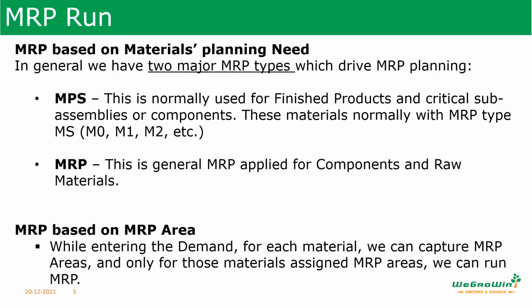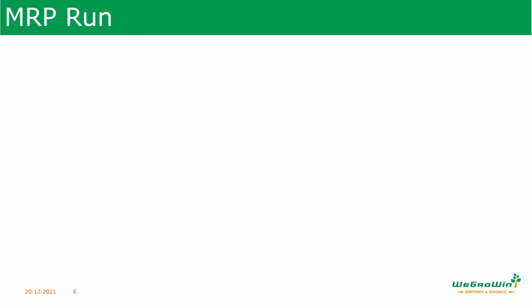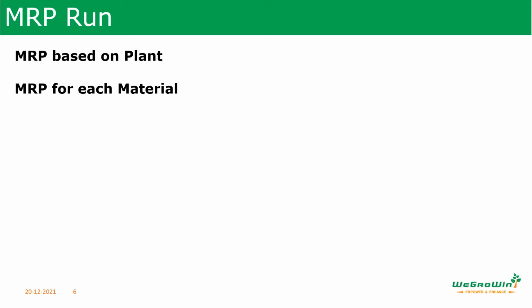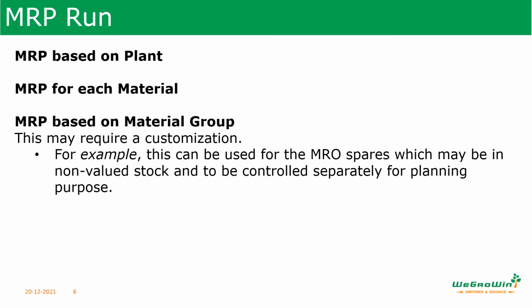Also, we can run MRP based on MRP area in classical MRP. In S/4HANA, we don't have the option for this MRP area based MRP run, but in the classical MRP run, we have requirements based on the MRP area. There are options to run MRP based on an individual plant, or for each material: for one material we want to run MRP, we can run it, or we can run MRP based on material group. There is an option to run it.